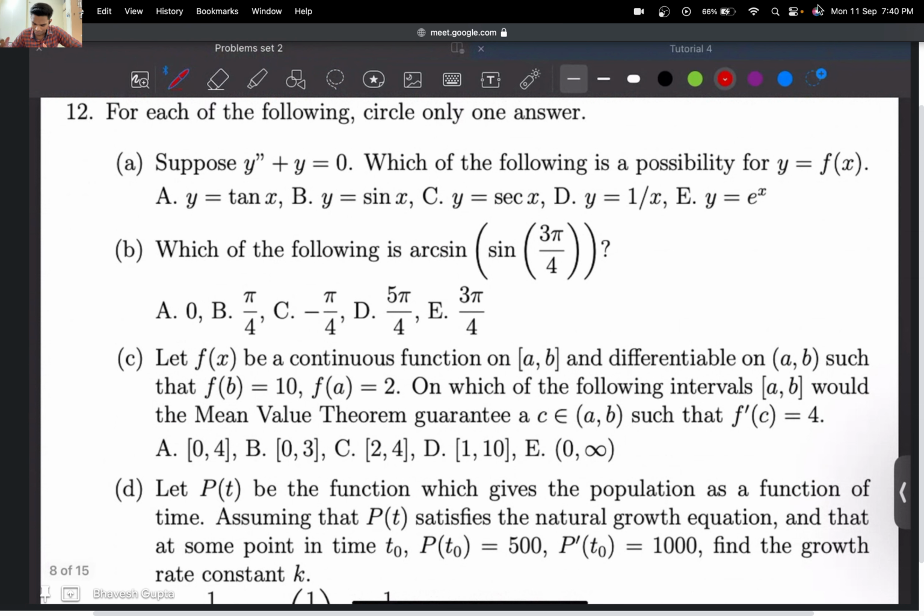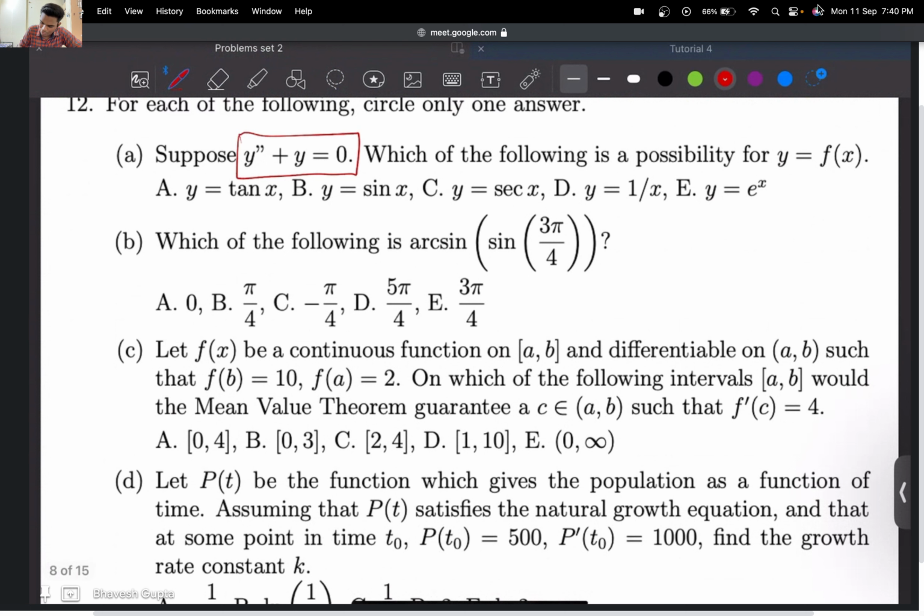This is an interesting question. Suppose this is given to me: the summation of the double derivative and the value of the function is 0, right? So this actually turns out to be the solution.